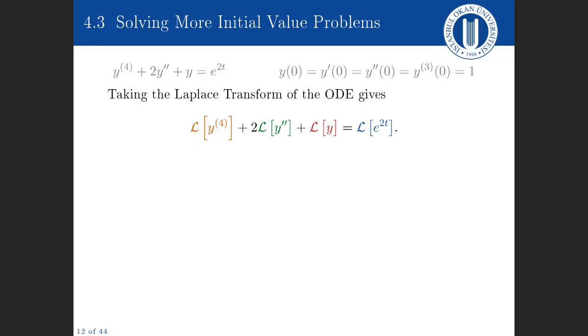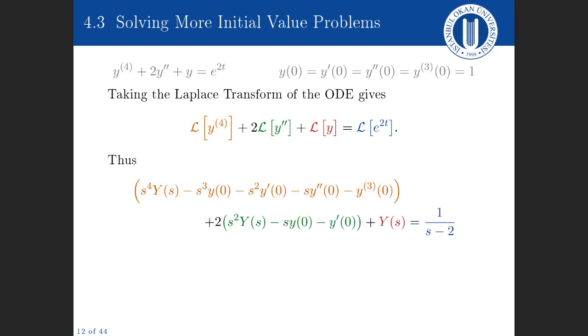And then we need our formulae. We need the formulae from the theorem about how to take the Laplace transform of derivatives of a function. And we need to look up the Laplace transform of e to the power 2t on our table of elementary Laplace transforms. Once we've done that and we've substituted in, we get to this point.